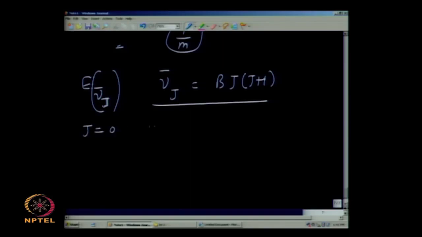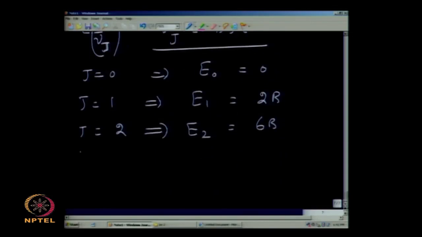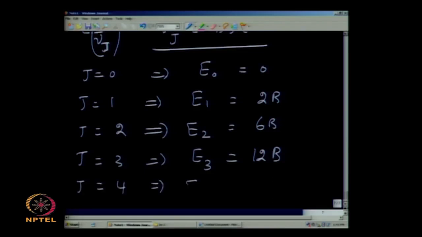Now, let us look at the energy levels, E as a function of nu J bar. Since the formula for nu J bar is B J into J plus 1, let us write a few values. J equal to 0 corresponds to E 0, which is 0. J equal to 1 corresponds to E 1, which is 2B. J equal to 2 corresponds to E 2, which is 2 into 3, 6B. J equal to 3, E 3 is 12B and so on. Let me write one more, J equal to 4, E 4 is 20B. Therefore, what you see is the energy levels increasing as a function of J square.